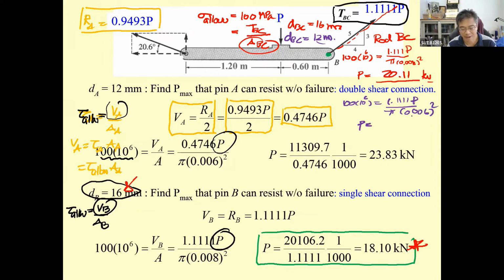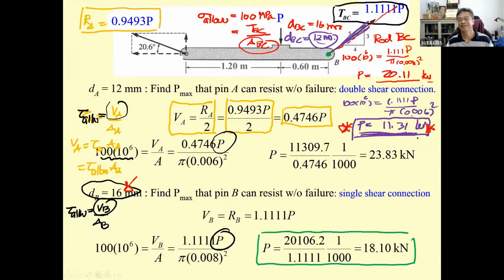We get 11.31 kilonewton. Now the answer needs to be rechecked. Since you reduced the size of this rod, the force P that will cause the failure of the rod is reduced to 11.31. So now the answer is not that one. The answer changes. The answer will be this one.